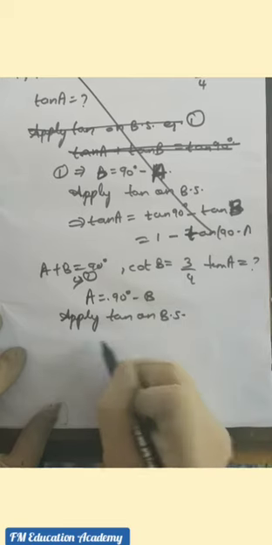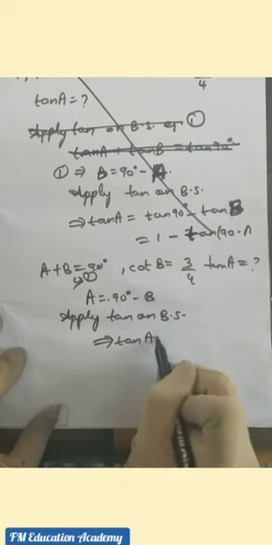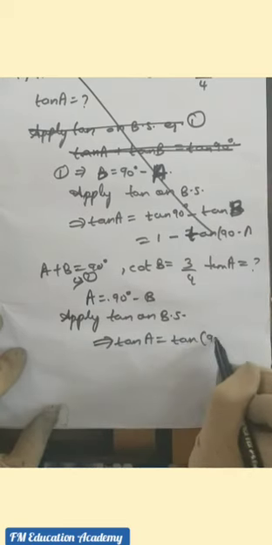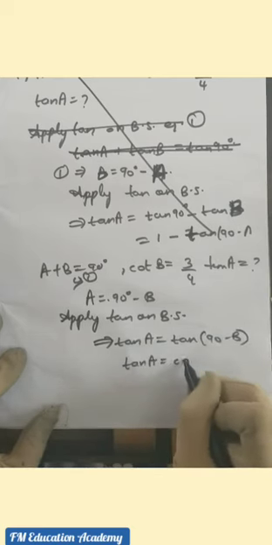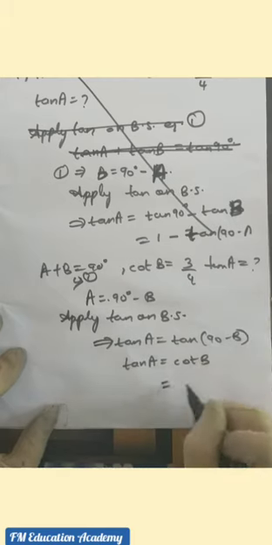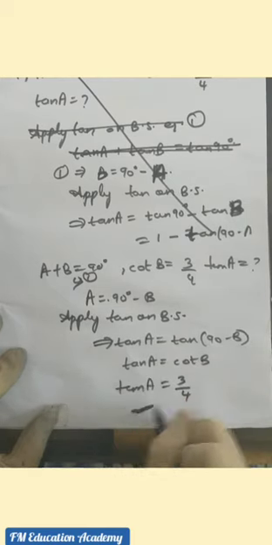So tan A is equal to tan(90 minus B). What is tan(90 minus theta)? Cot theta. So here theta is B. Cot B value we know is 3 by 4, as given in the question. So the value of tan A is also 3 by 4, which is option 1.